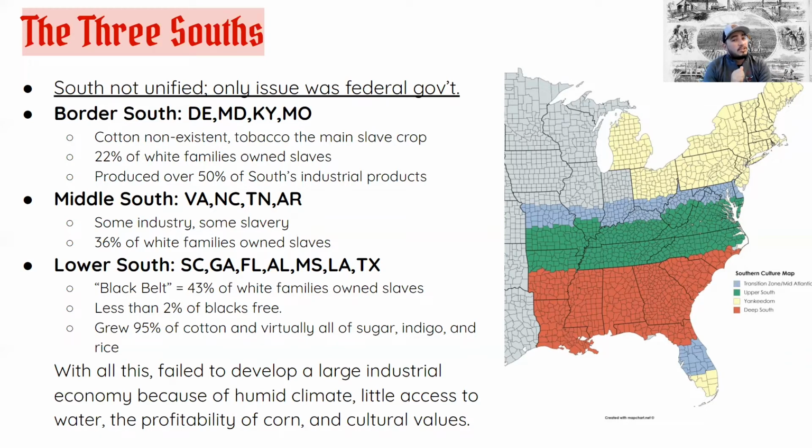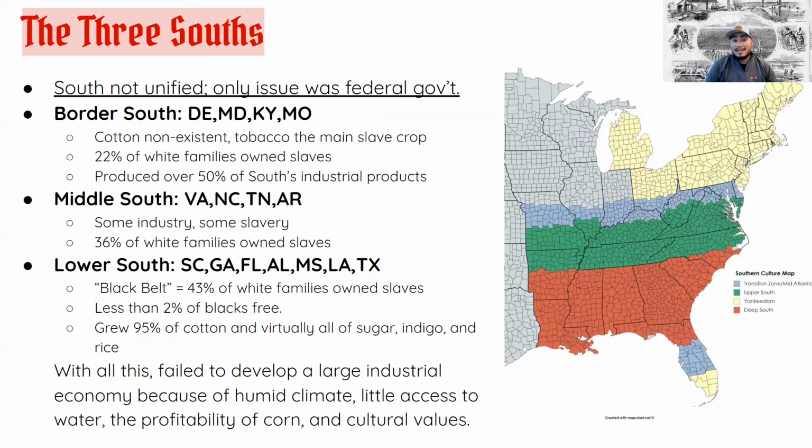Another interesting thing that we should acknowledge is that not all white families in the South have slaves. That's not to say that they don't tolerate or accept it, but it's rather that not everyone truly has a slave because it is considered, in the eyes of these people, a property asset. It is expensive to have such indentured servants. And when we talk about the border South, only 22% of white families actually own slaves. They produce over 50% of the South's industrial products. So if there are any industrial aspects, it would be on the border, the cusp between South and North.